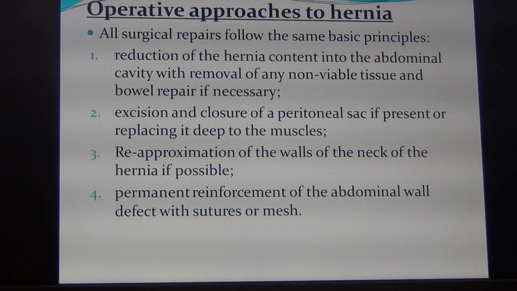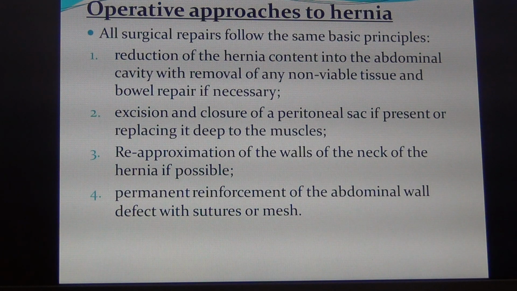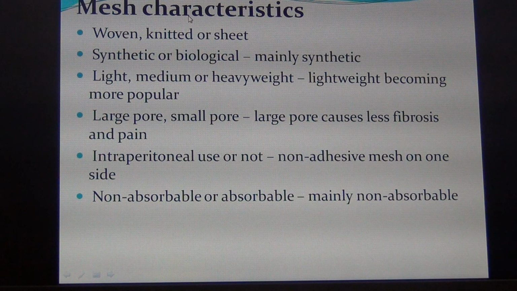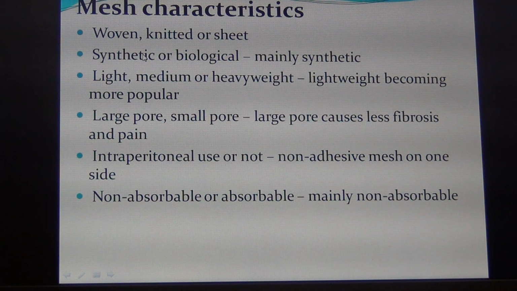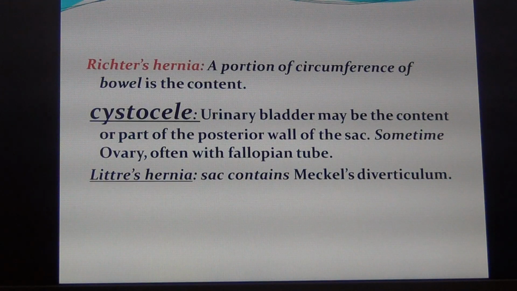So mainly we have two types of surgery, which are herniotomy and herniorrhaphy. Herniotomy is the excision of the sac, and this is usually used in children. Herniorrhaphy is excision of the sac and reinforcement of the abdominal wall defect with nylon sutures or mesh. Characters of the mesh, we have many types of mesh. It is not important for you to know, but just to know that we have polypropylene mesh and mixed polypropylene and vicryl mesh.